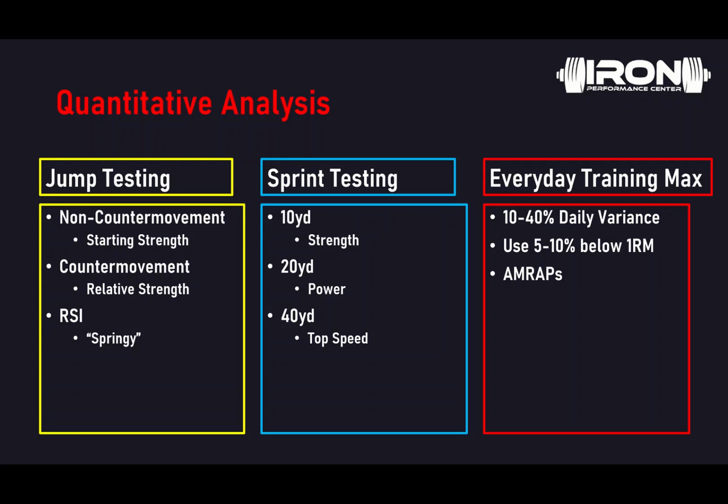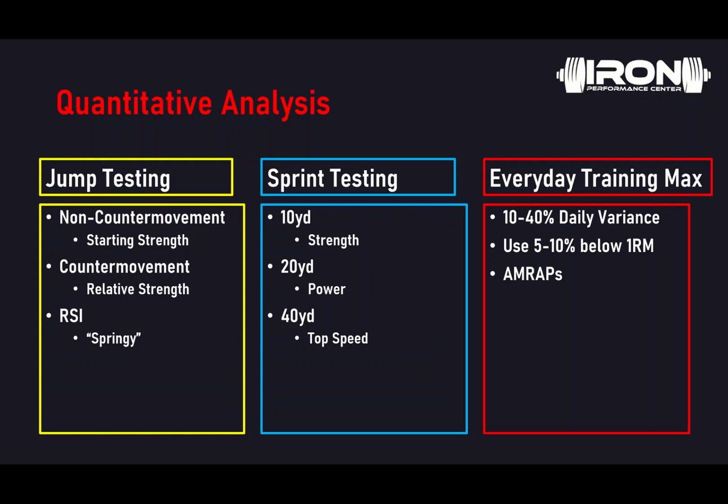Another variable we can consider is sprint testing, right? We'll test the 10, 20, and 40-yard sprint times, and this will give us a better idea of their relative weak link and their relative change. For example, if we notice that our athlete is falling behind atypically in the 10-yard, that might mean they need to work on more strength. If they're lacking in the 20-yard, they might need more power. And if they're lacking in the 40-yard mark, they might need more work at their top speed. Again, just another variable that we can objectively measure to determine progress.